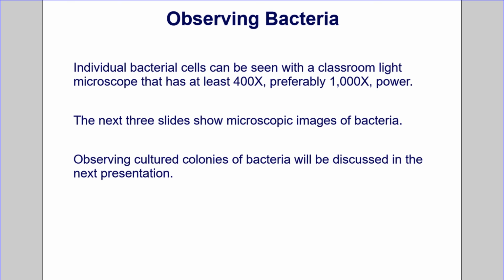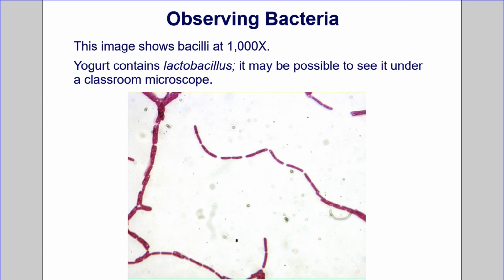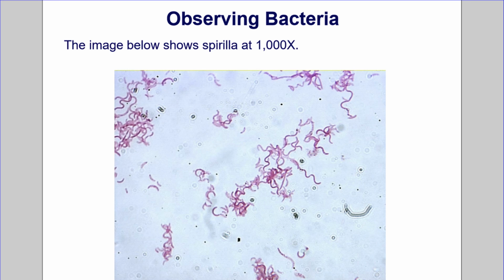Observing bacteria. Individual bacteria cells can be seen with a classroom light microscope that has at least 400 times, preferably 1,000 times, power. The next 3 slides show microscopic images of bacteria. Observing cultured colonies of bacteria will be discussed in the next presentation. This image shows cocci at 1,000 times. This image shows bacilli at 1,000 times. Yogurt contains lactobacillus. It may be possible to see it under a classroom microscope. The image below shows spirilla at 1,000 times.